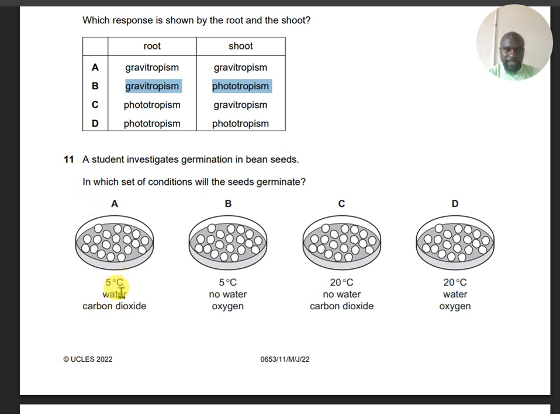In A, there is a 5 degree temperature, water is present, carbon dioxide, but they need oxygen. So A is not correct. Then part B, no water, no, they need water to germinate, so B is incorrect. Part C, no water, no. So part D, 20 degrees optimum temperature, yes, water is present as well as oxygen. So the correct answer is D on number 11. Then number 12.